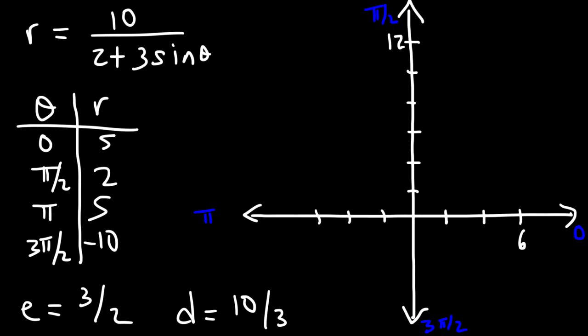R is 5, theta is 0. So theta is 0 on the x-axis, and this is going to be a value of 5 units away from the center. Now at pi over 2, R is 2, so that's going to be this point.